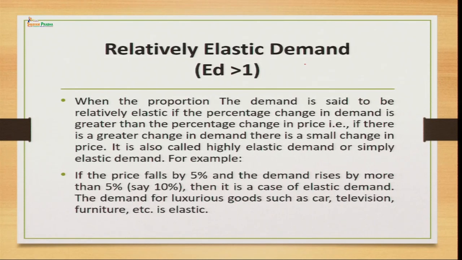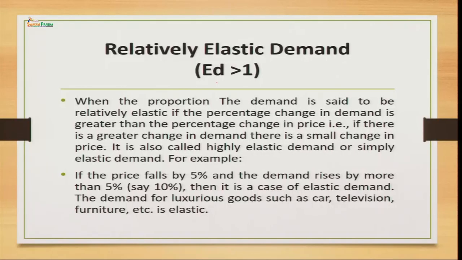Then we have relatively elastic demand. Now, this is the case where elasticity is greater than 1. Okay. We can say that the demand is said to be relatively elastic if the percentage change in demand is greater than the percentage change in the price. A lesser change in the price causes more change in the quantity demanded. There we call it relatively elastic demand, and we represent it as elasticity greater than 1.